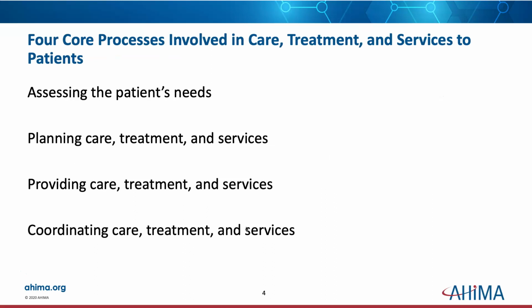So what are those 4 core processes? They are assessing the patient's needs, planning care, treatment, and services, providing care, treatment, and services, and coordinating care, treatment, and services. If you want to follow along in your book, the start of the chapter is page 154. And figure 9.1, patient care process cycle, is on page 155, and that gives you a good idea of how this works in terms of being a cycle.